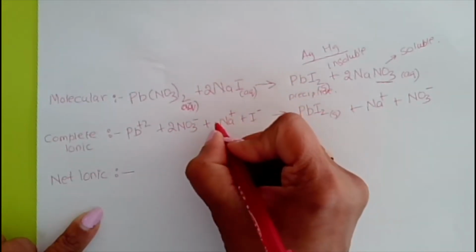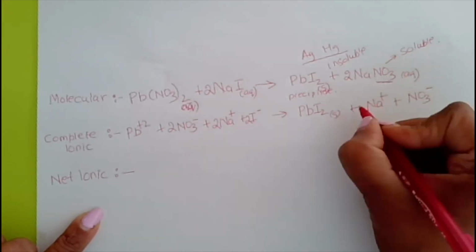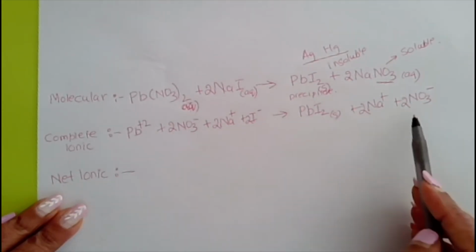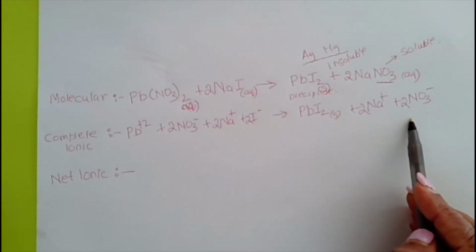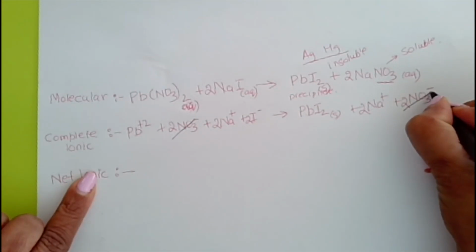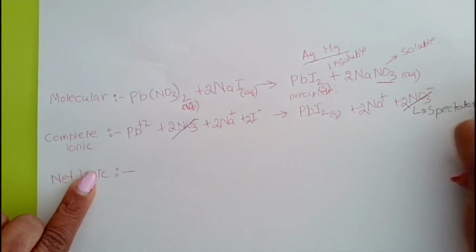So as a result of that, I would have 2 Na+, 2 I−, and 2 Na+ and 2 NO3−. Now if you're looking at this and you see that I have NO3− over here and NO3− over here, what do we call these? These will cancel out and we call them spectator ions. So these are your spectator ions.